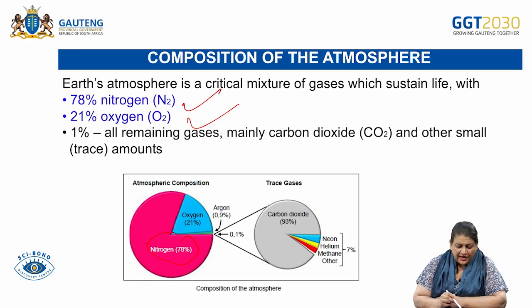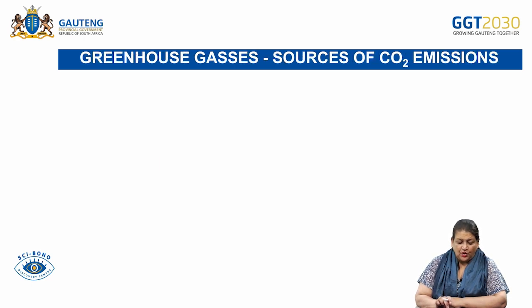So you also have carbon dioxide, and this is a trace gas, and the trace gas is made up of mostly carbon dioxide. And then you get small other gases there like methane, helium, and neon. So these are the trace gases, which is 1%. And then this is your main gases, which is 78% nitrogen and 21% oxygen.